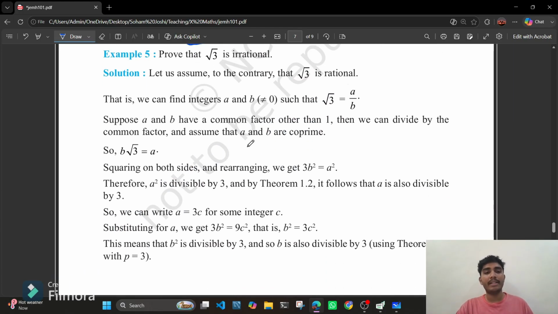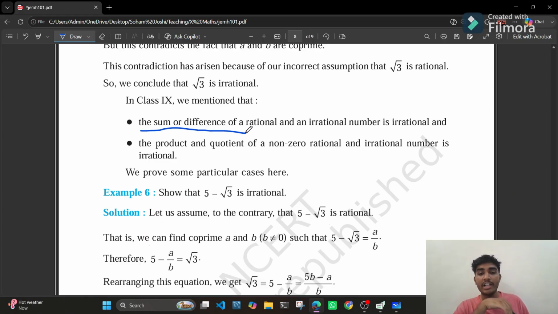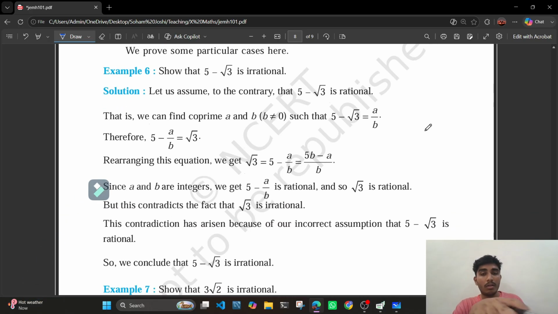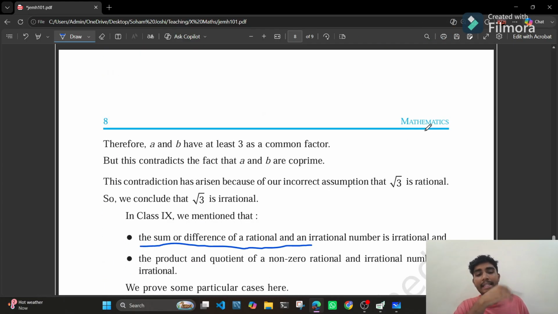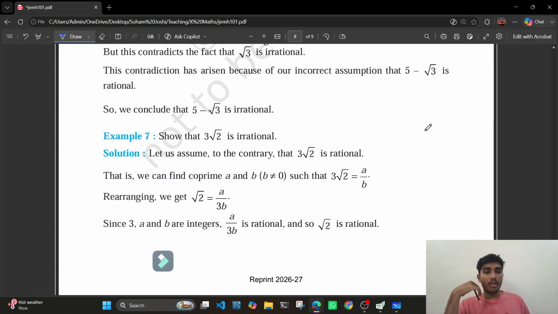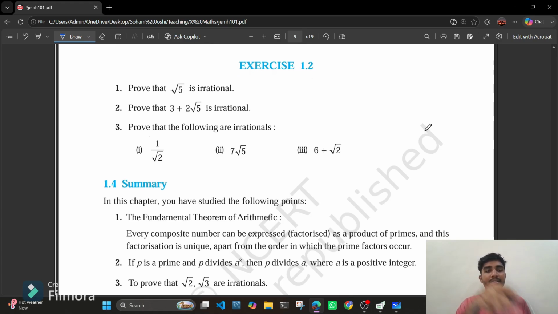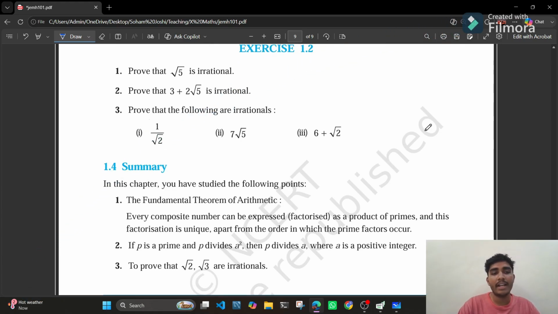Next, you have examples that prove root 3 as irrational, and you also have many other examples. You also need to keep in mind that the sum or difference of a rational and an irrational number is irrational only, and the product and quotient of a non-zero rational and an irrational number is irrational only. You can take any example and write it. Next up, you have an exercise: you need to just prove root 5 is irrational, and prove that 3 plus 2 root 5 is irrational.